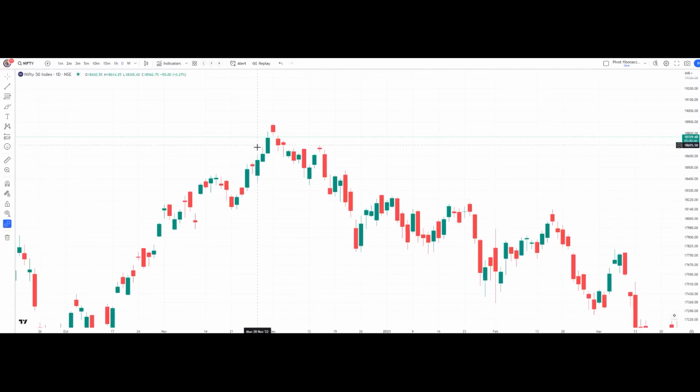After that we can see that Nifty made a low. How many points did Nifty fall?